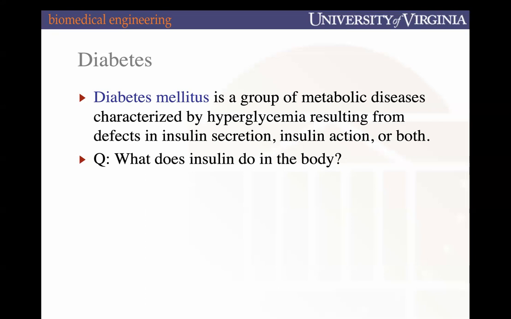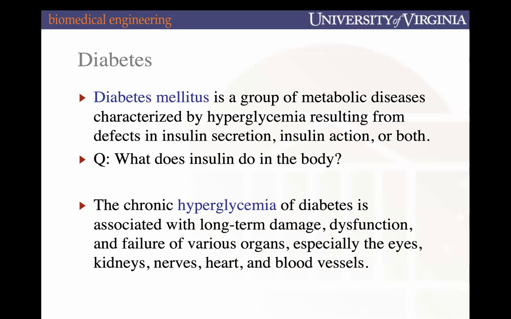And so the chronic hyperglycemia of diabetes, where hyperglycemia means elevated sugar concentration in our bloodstream, is associated with a lot of long-term pathologies, and some of it is involved with the dysfunction of some key organs and tissues, especially the eyes. There's diabetic retinopathy, basically the deterioration of the retina as a result of diabetes because of poor circulation.